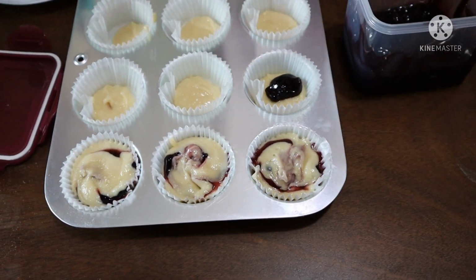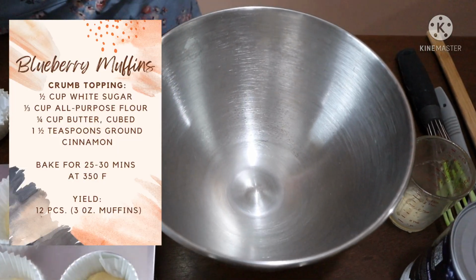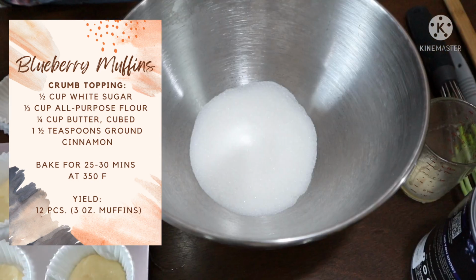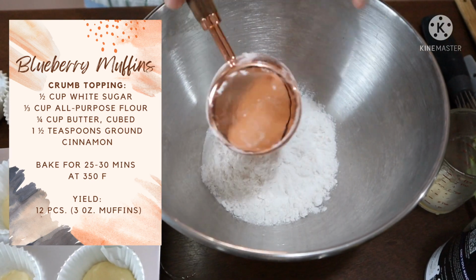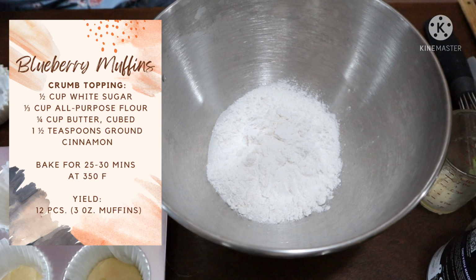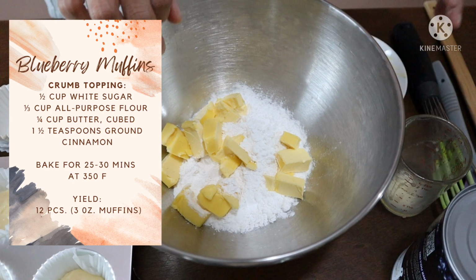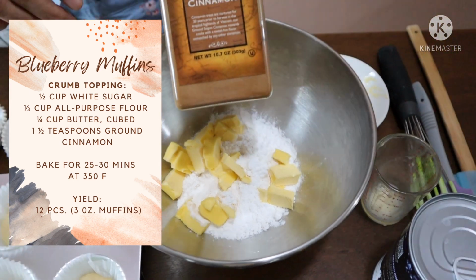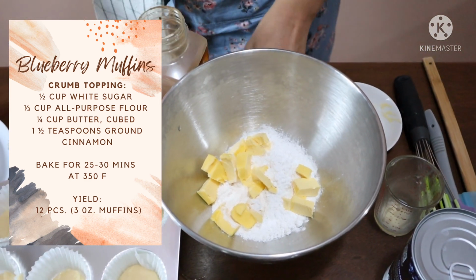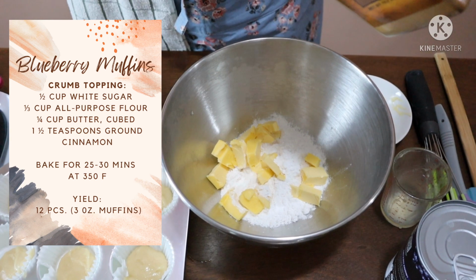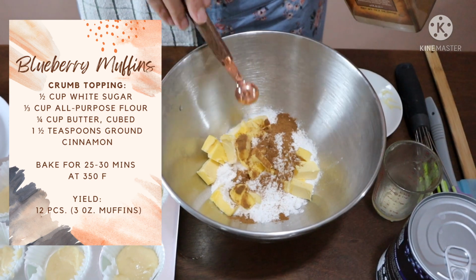Okay? So, for the streusel topping, we're going to need 1/2 cup of white sugar. And then I'm going to put 1/3 cup of all-purpose flour. 1/4 cup cube butter. And then 1.5 teaspoon ground cinnamon. Okay? So if you don't like cinnamon, you can also flavor this by using grated orange zest or grated lemon zest. Okay? So it also works well with blueberries.